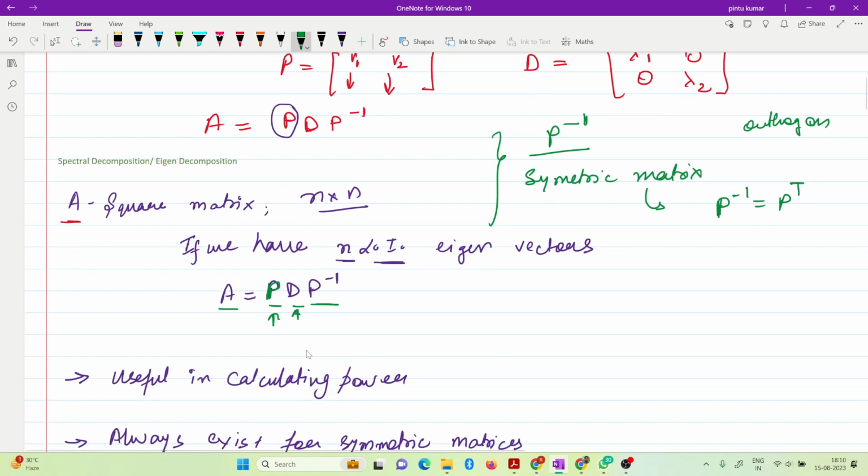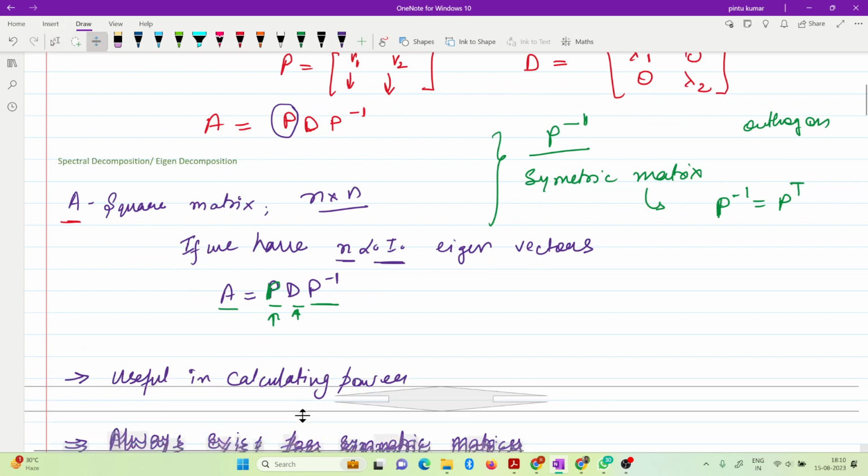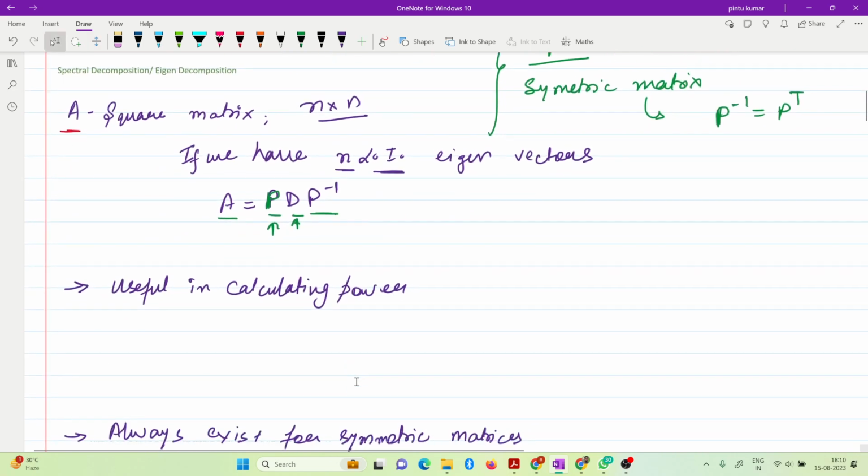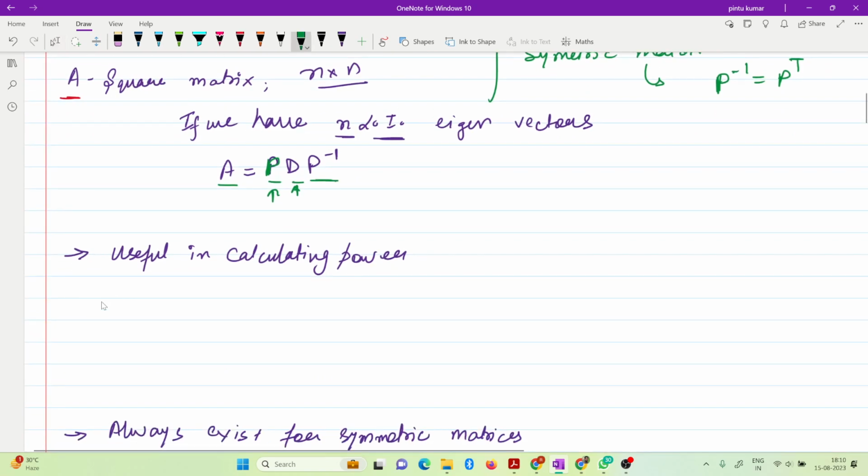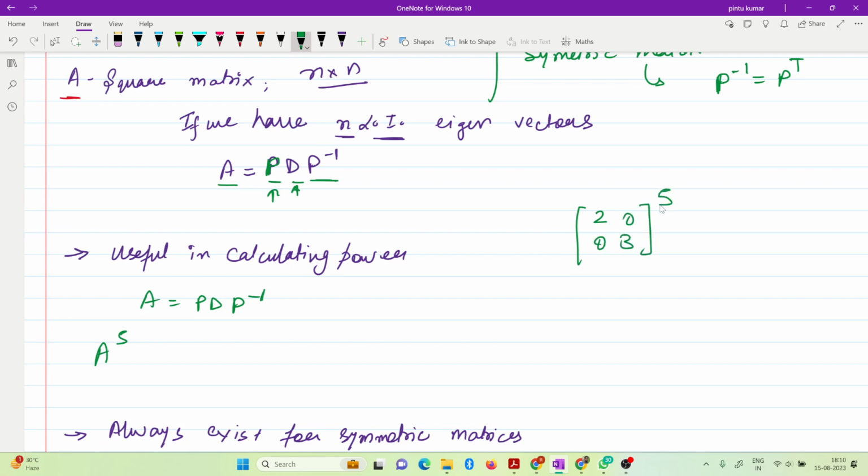Okay. So one thing that I thought I would include that was not explicitly mentioned in the lecture: if for any matrix A you are able to find such an eigen decomposition, let's say you were able to find P D P inverse, then let's say you want to calculate A to the power 5. Now, let's say you have a diagonal matrix D, what is this to the power 5?